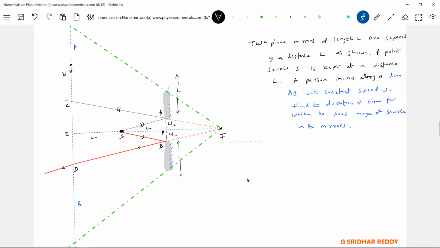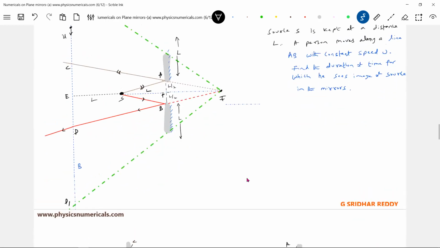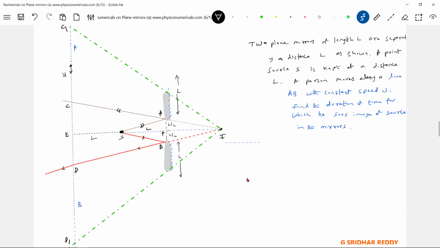We have to calculate this distance. So I'll write C1, D1. We have to calculate C1C and DD1 from the data. Hope everyone is able to understand. So this much of data is what we are supposed to calculate here.